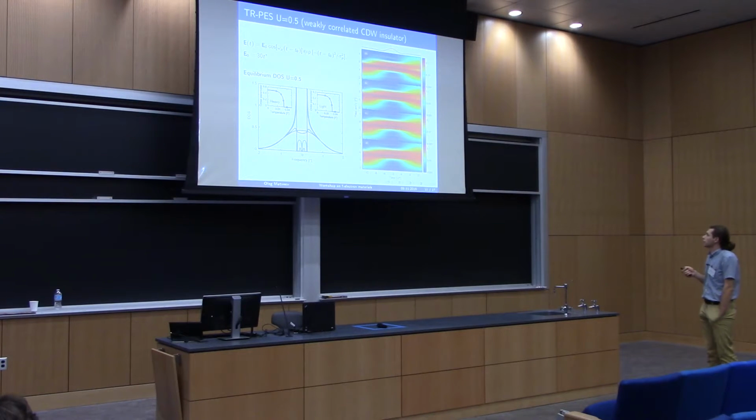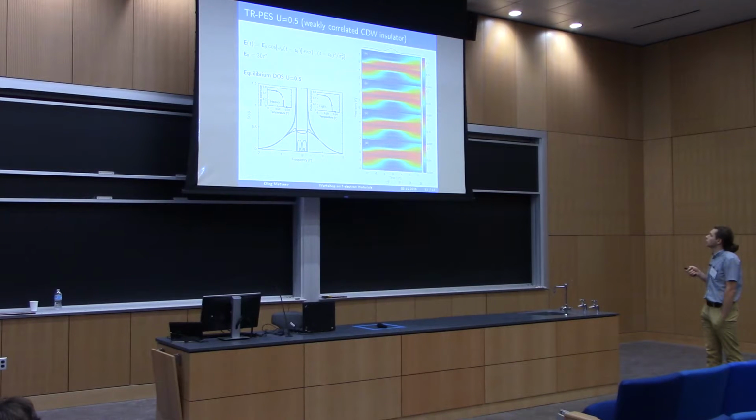So here is the response with respect to different times of the probe with respect to the pump pulse, and different panels correspond to different temperatures, and we keep the same color scheme as we showed for the density of states. And we see for the case of the lowest temperature that before the pump there was the charge density wave gap here.